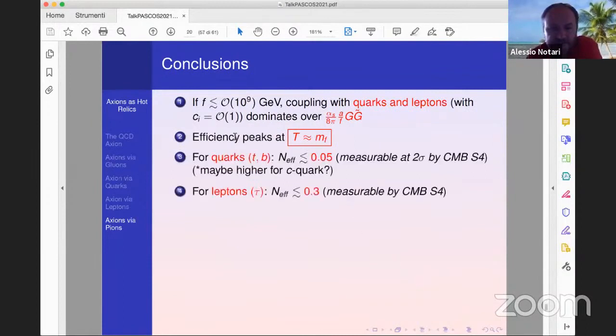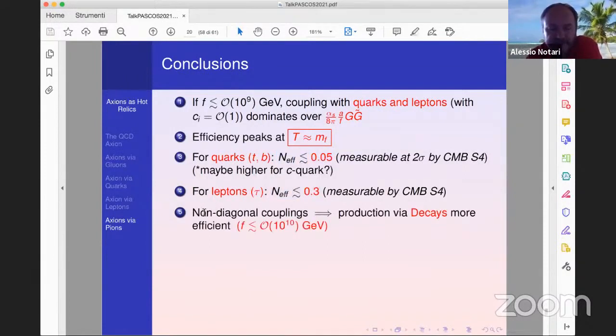Conclusions are that efficiency peaks at the mass of the fermion. For quarks, ΔN_eff is less than 0.05, but it could be 0.04, 0.05. For leptons, it could be up to 0.3, for instance, from tau decay. And finally, there are also decays from non-diagonal couplings, such as quark decay, and this could go up to 10 to the 10 in f.